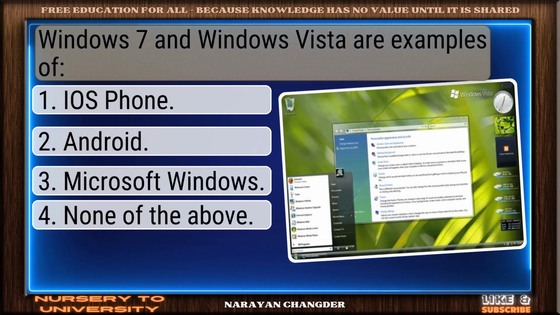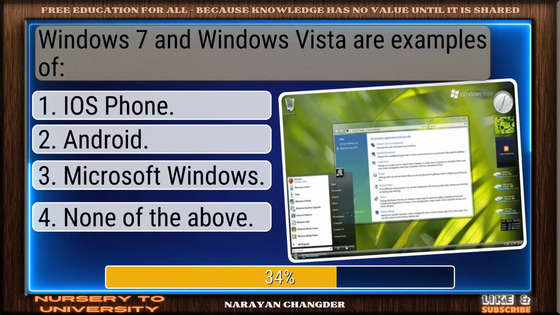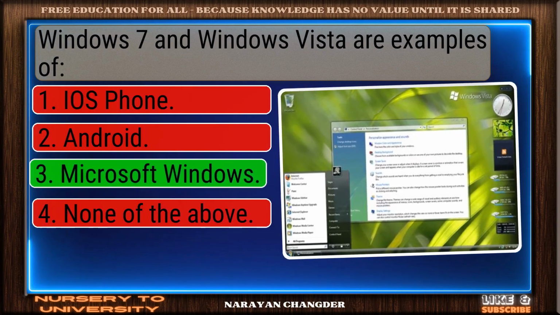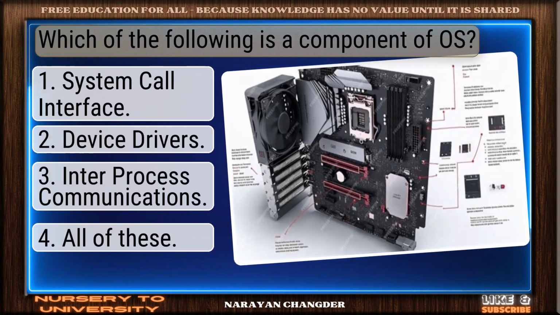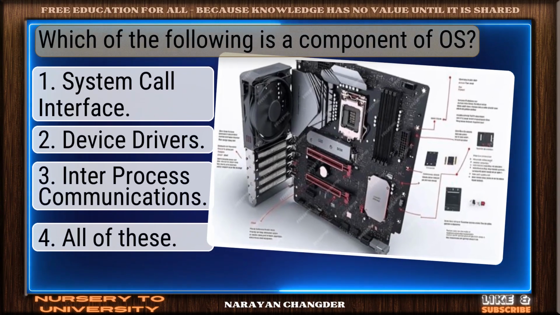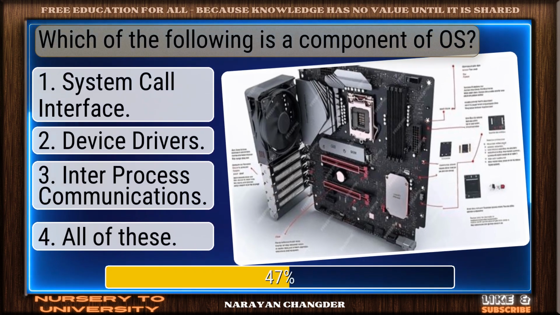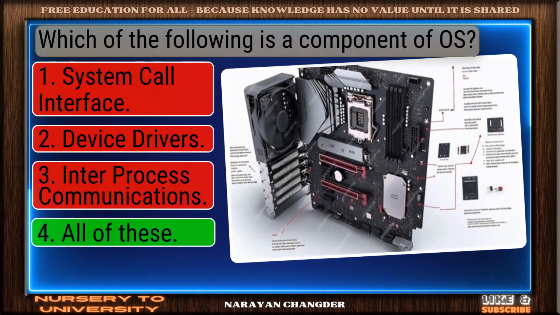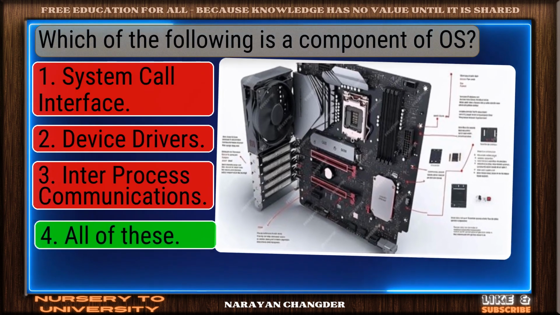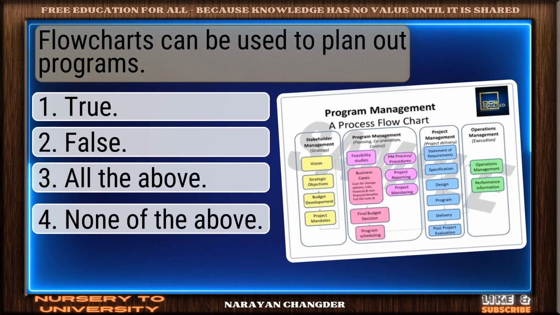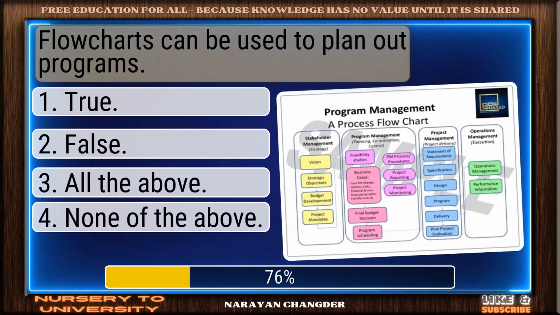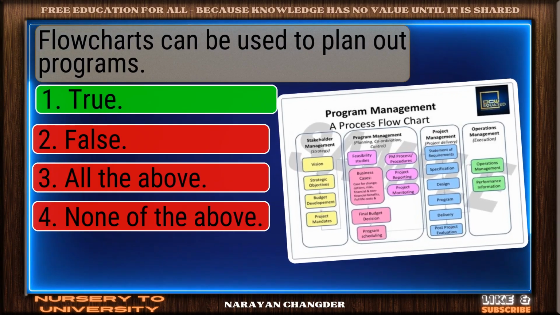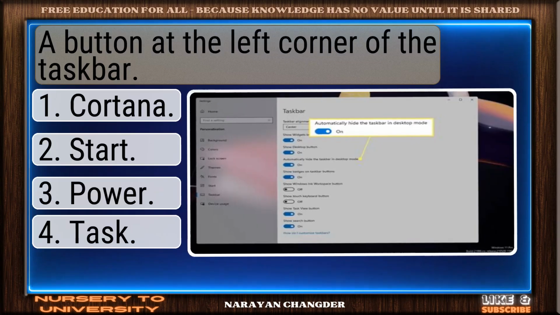Windows 7 and Windows Vista are examples of. Bravo, Microsoft Windows is the answer. Which of the following is a component of OS? Well reasoned. All of these is the correct choice. Flowcharts can be used to plan out programs. Good job. Your answer true works well here.